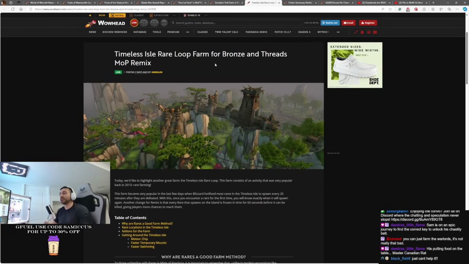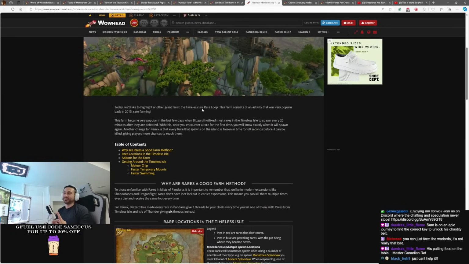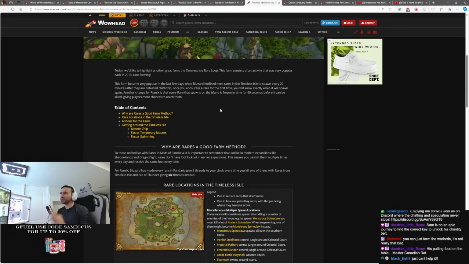Timeless Isle Rare Loop. This one has not been nerfed yet, for sure. So what's the good thing about Timeless Isle Rares? Unlike the current version of Rares in Retail WoW, Rare loot is not locked, right? So it's a thing that you can do multiple times in a day. Every time you kill the rare, it could drop threads and other things, bronze included. So farming the rares in the Timeless Isle is a good idea.